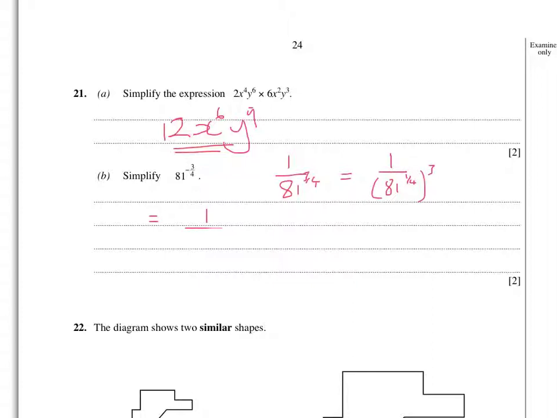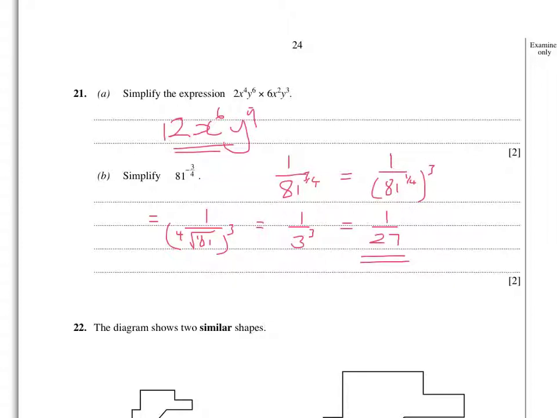So that's 1 over the 4th root of 81, and whatever that comes to, I'm going to cube it. Well, it's not calculated, so it must be straightforward. It must be a number that I know. 3 times 3 is 9, 9 times 3 is 27, 3 27s are 81. So the 4th root of 81 is 3. I'm going to cube that. 3 cubed, 3 times 3 is 9, times another 3 is 27. There's my answer.